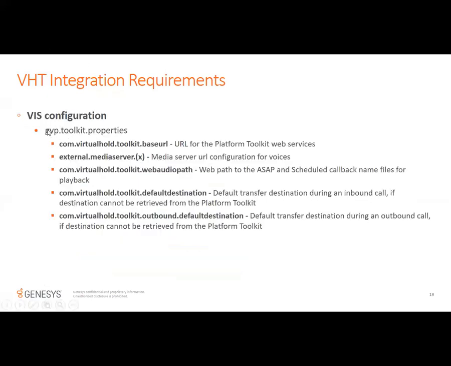So next is the GVP toolkit properties. This file is provided in the Viz deployment that you download from Virtual Hold, or is provided through Genesys when you purchase Genesys, or when you purchase Virtual Hold through Genesys. This properties file must be updated and stored on the Viz server that's hosting your Virtual Hold VXML. This basically gives base information for the Viz server to use as a part of its logic when it's getting callback information. So the main options that you would set here are the base URL.